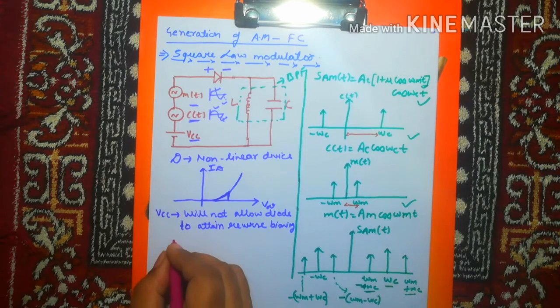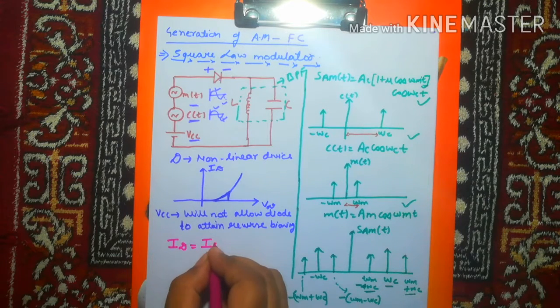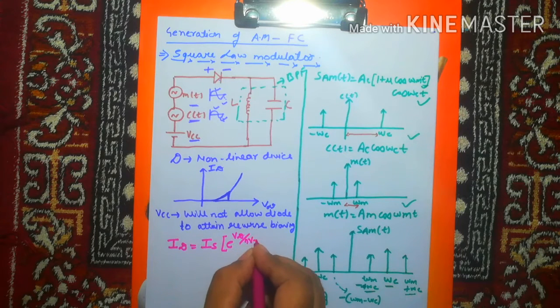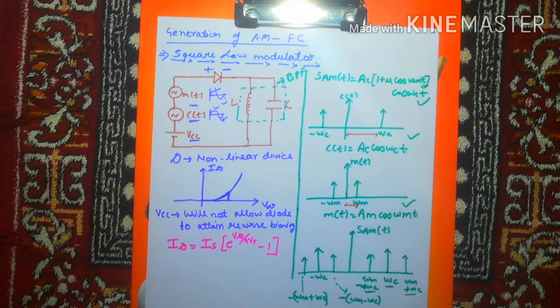Now we all know the diode current ID. What is the equation of it? ID equals saturation current Is times e to the power of Vd upon eta Vt minus 1, where Vd denotes the forward voltage drop across the diode, Vt is the thermal equivalent voltage, and Is is the saturation current.